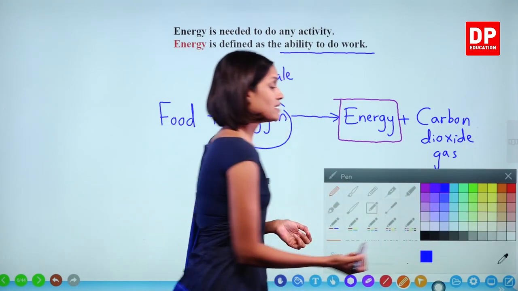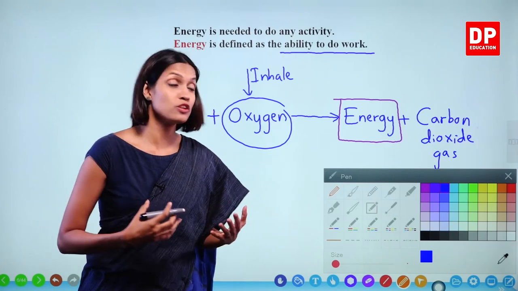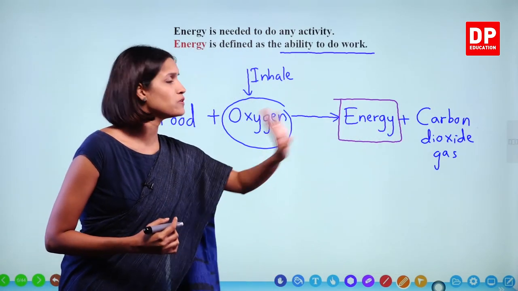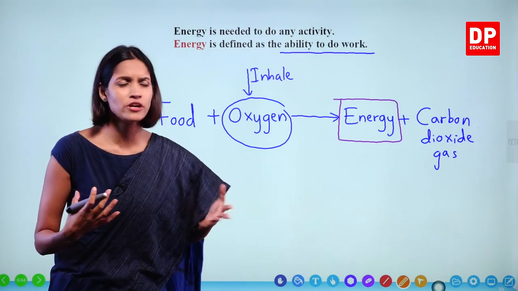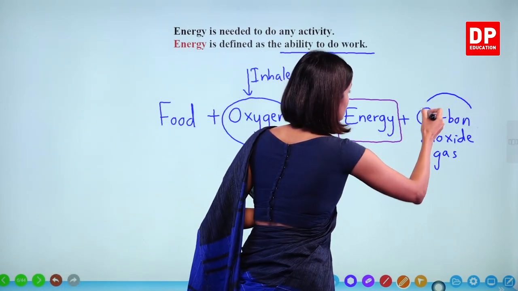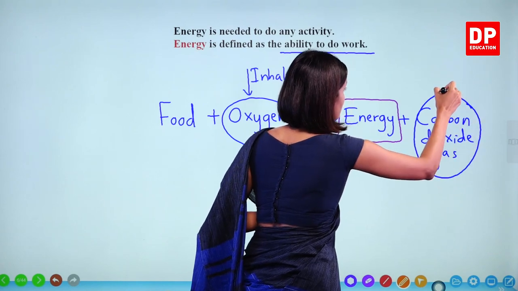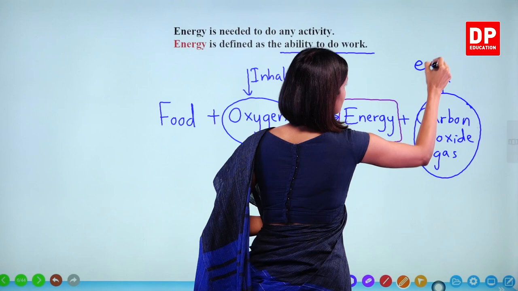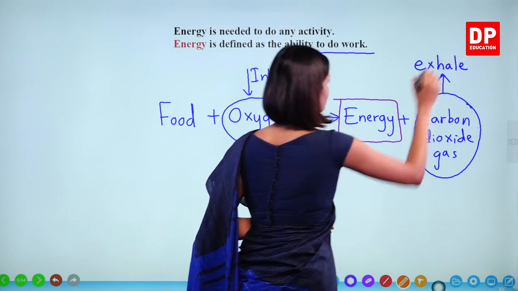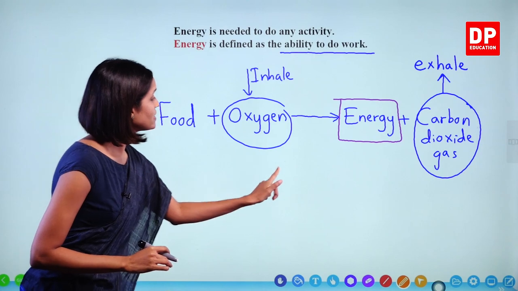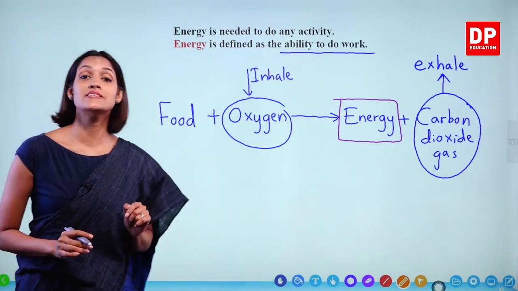And as an extra product, as a secondary product, carbon dioxide gas is also produced. Now, this carbon dioxide gas should be removed from our body. That is done by exhaling. So, we learn about this under the first lesson, under respiration. Okay, children. So, this entire process is known as respiration.